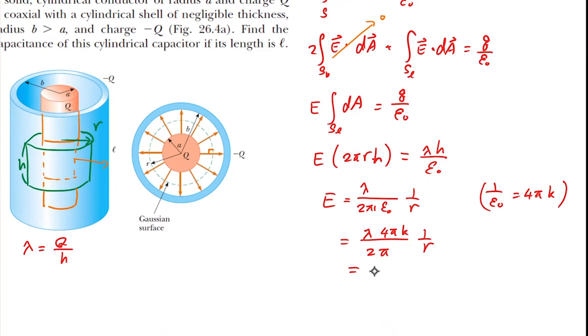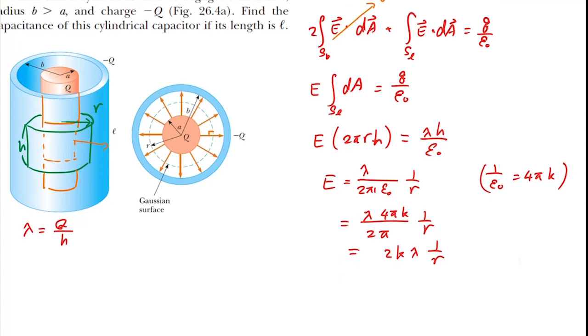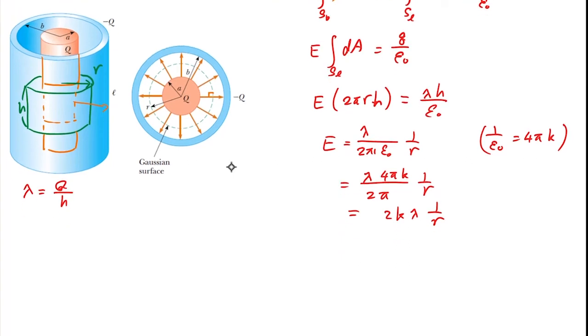So this cancels, so we have 2 pi k. Did I say k and write my usual thing? 2 pi k, then lambda, then 1 over r. How's that? Oh, pi cancels. 2 k lambda times 1 over r. Good? Now, let's plug in this lambda. Okay, so what we have is 2k and then q over h times 1 over r.